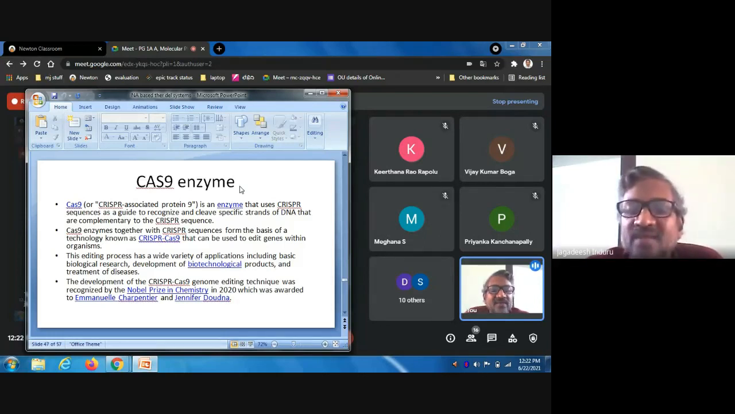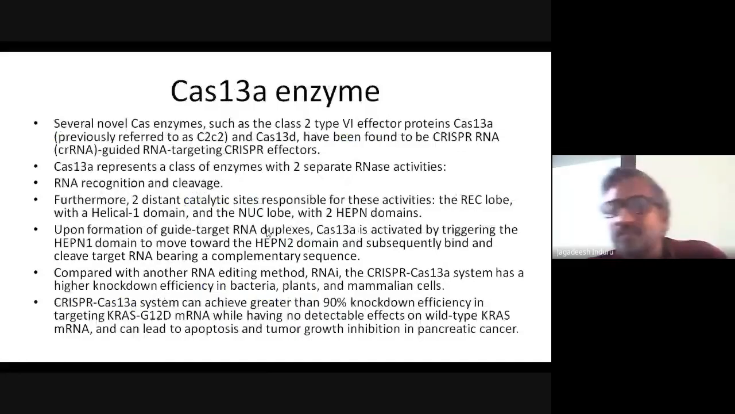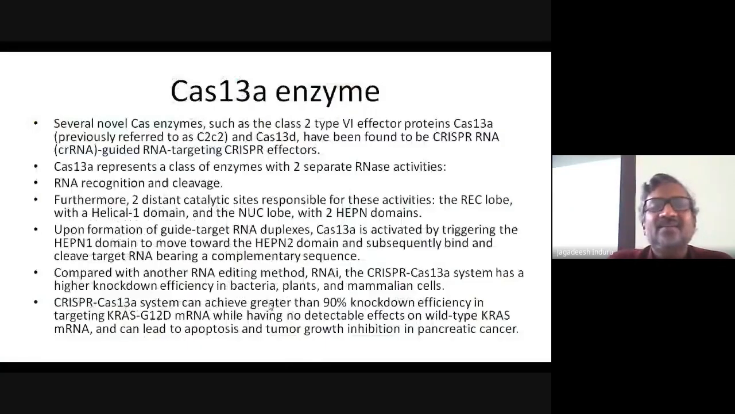So this is actually what the discovery has opened up. That is the reason they got a Nobel Prize. This opened up simplicity, preciseness and less cost, because with these two combined they are precisely attacking any particular fragment and a particular system of the DNA. The second one, the enzyme which is being used, is the Cas13a enzyme. Several novel Cas13 enzymes, such as the class 2 type 4 effector proteins.